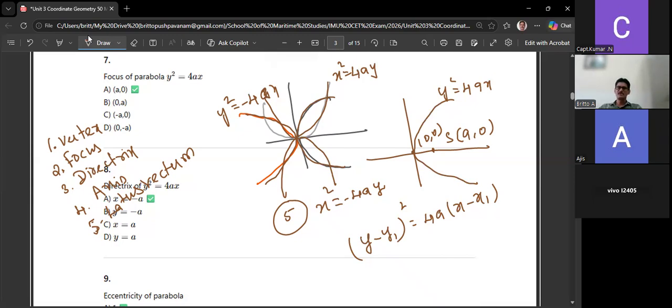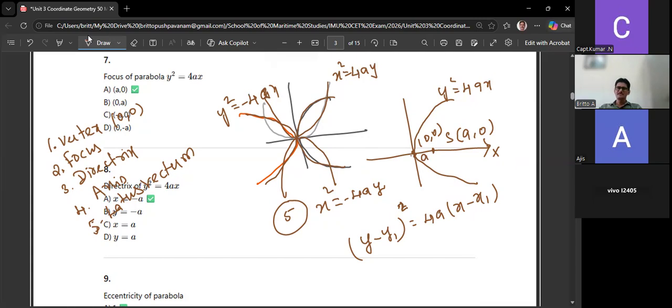You have to use this curve: y minus y1 the whole squared equals 4a into x minus x1. Okay, right. So y squared equal to 4ax. The vertex is (0, 0). Then the focus is the point which is along the x-axis, at a distance of a unit from the origin, at a. Since it is along the x-axis, the y coordinate value is 0.